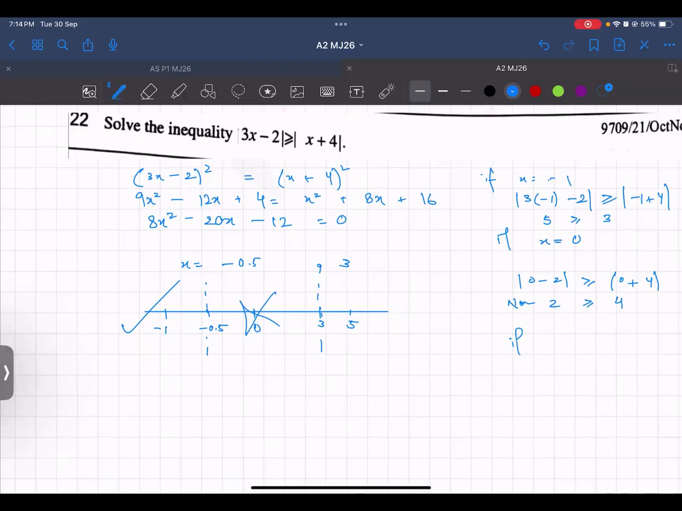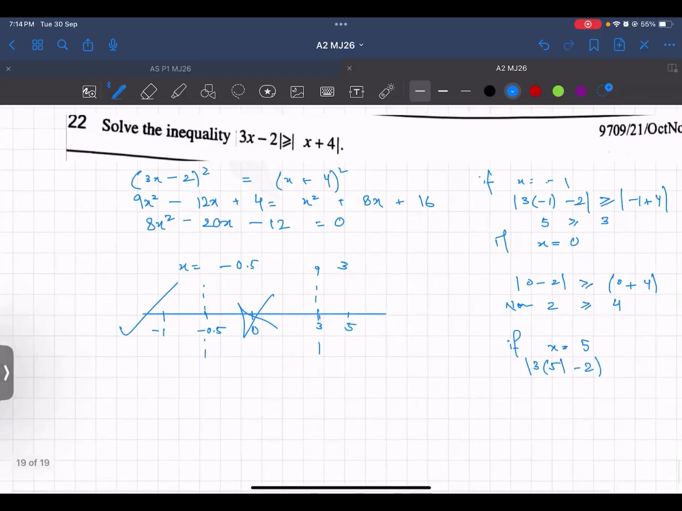And then lastly, if x is 5. So 3 times 5 minus 2, greater than or equal to 5 plus 4, which is 9, right? Yes. So 15 − 2 is 13, which is greater than or equal to 9. Yes, this is part of the solution. So x should be less than or equal to −0.5 and x should be greater than or equal to 3. This is your answer.